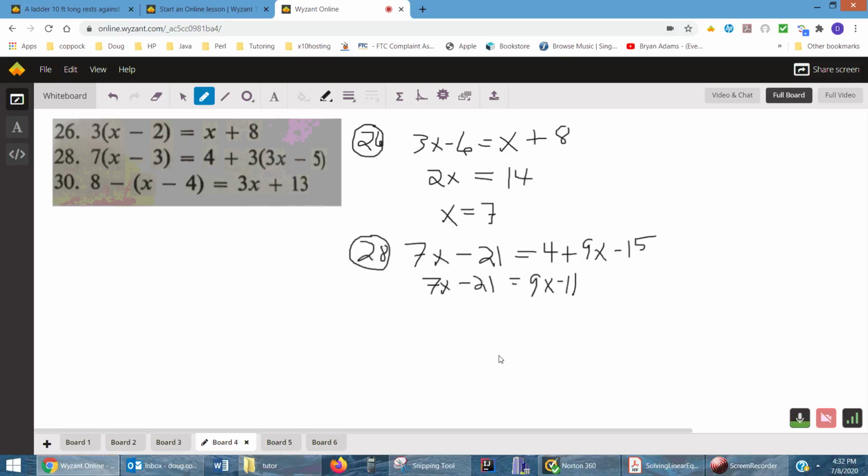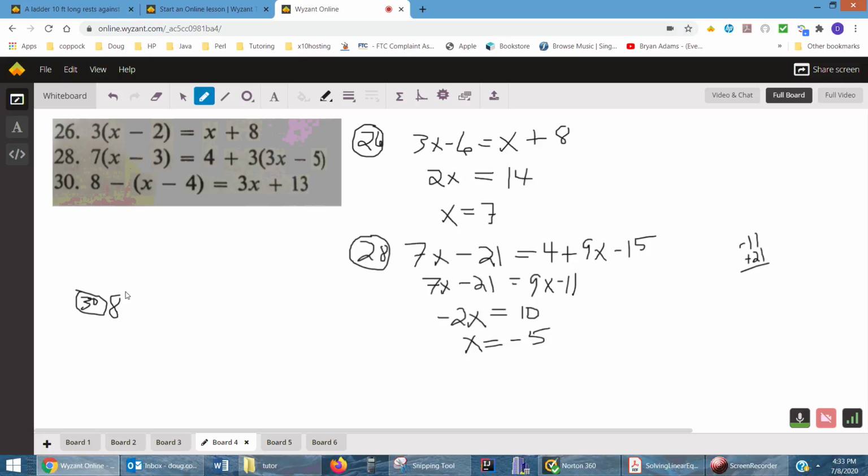And now I'm ready to get terms with x on the left side. 7x minus 9x is minus 2x. Constant terms on the right side of the equal sign, so I'll have a negative 11 plus 21. If you don't know what that is and you got to go to scrap paper, I win $21, I lose 11. I'm 10 ahead. And divide by -2. 10 divided by -2 is -5.